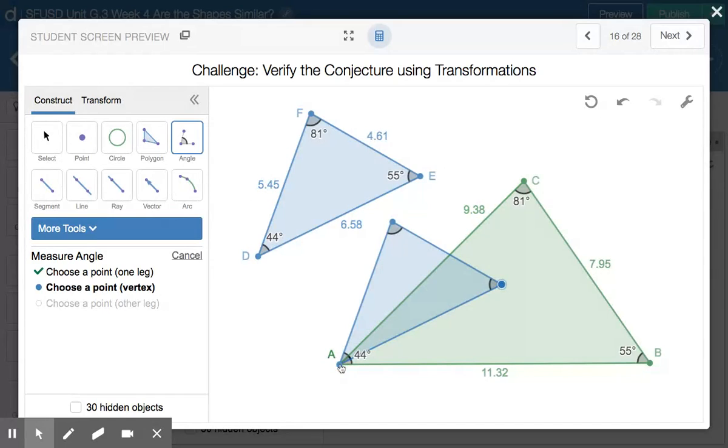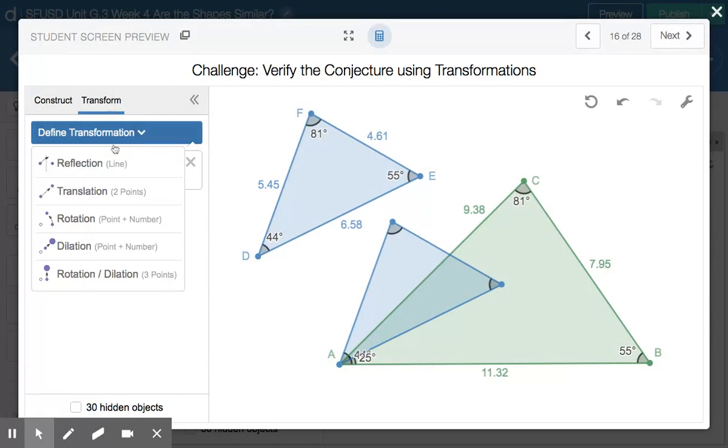Then I'm going to choose point A, the vertex, and then my other leg or side of the triangle is this one. And again, I'm just going to go all the way to the vertex. So I'm measuring this angle, and the angle measure is here. It's 25 degrees. So that's how much I want to rotate by to align these triangles.